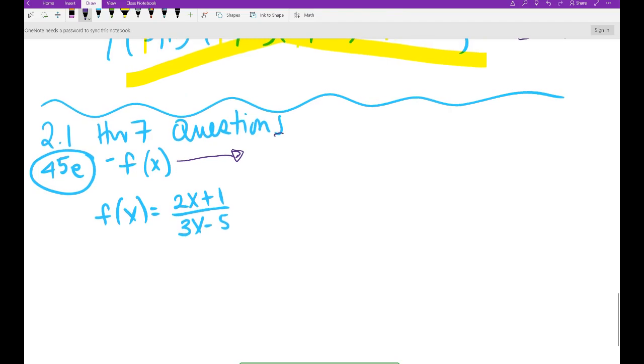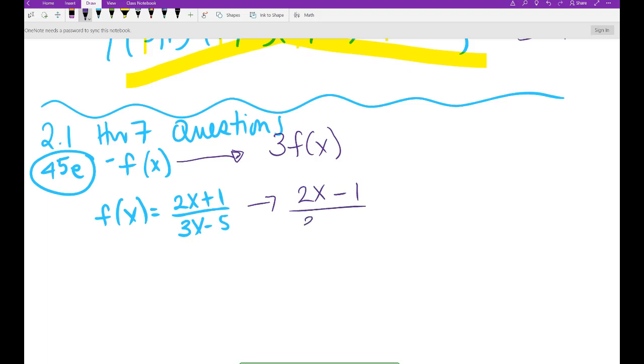If I give you 3f of x, what are you doing? Multiplying the function by 3, right? Negative f of x means you multiply the function by negative 1. The reason, Dahlia, I said it's partially right is because I don't want you to think that negative f of x means I'm switching all the signs. That would not be correct, okay?